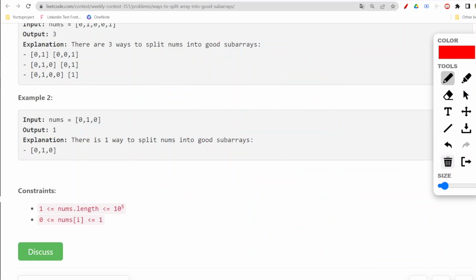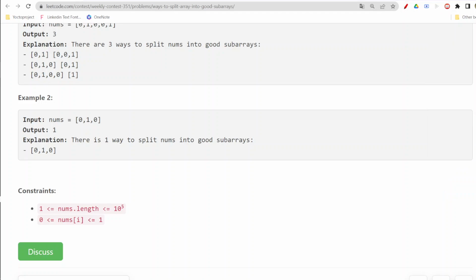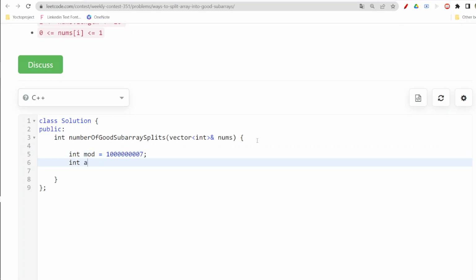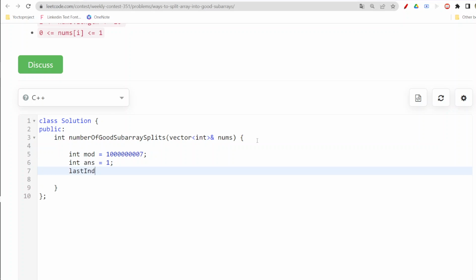So now let us go ahead with the coding part for the same. Here, first we need the mod, right? As mentioned in the question, 10 raised to the power 9 plus 7. And then our answer should be first 1. And our last index, we will be marking it as -1 at the starting.